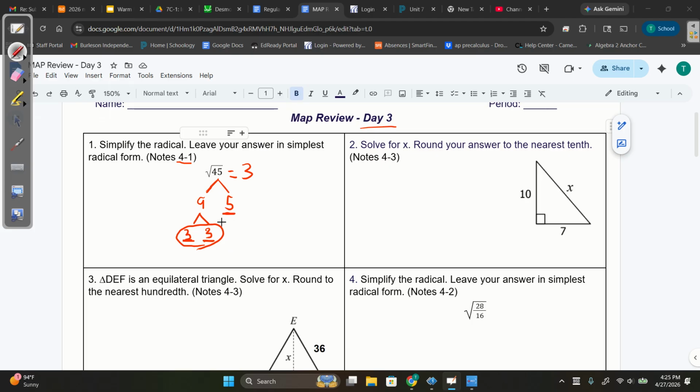However, this 5 does not have a pair, so that unfortunately has to stay inside the radical, giving me the answer 3 square root 5.